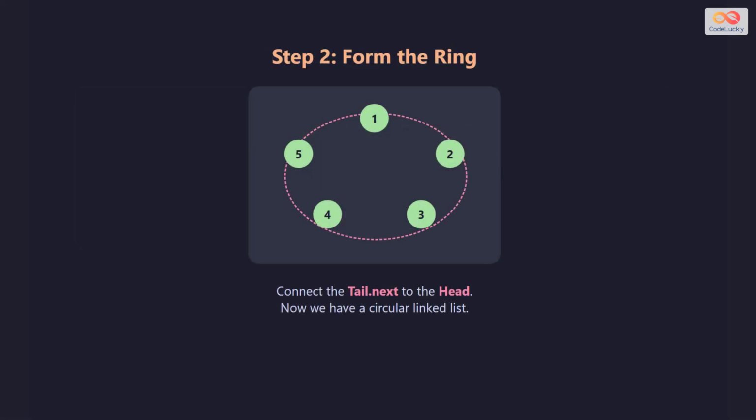Once we are at the tail, we connect its next pointer pointing back to the head of the list. This effectively turns our singly linked list into a circular linked list. Now we can traverse endlessly.